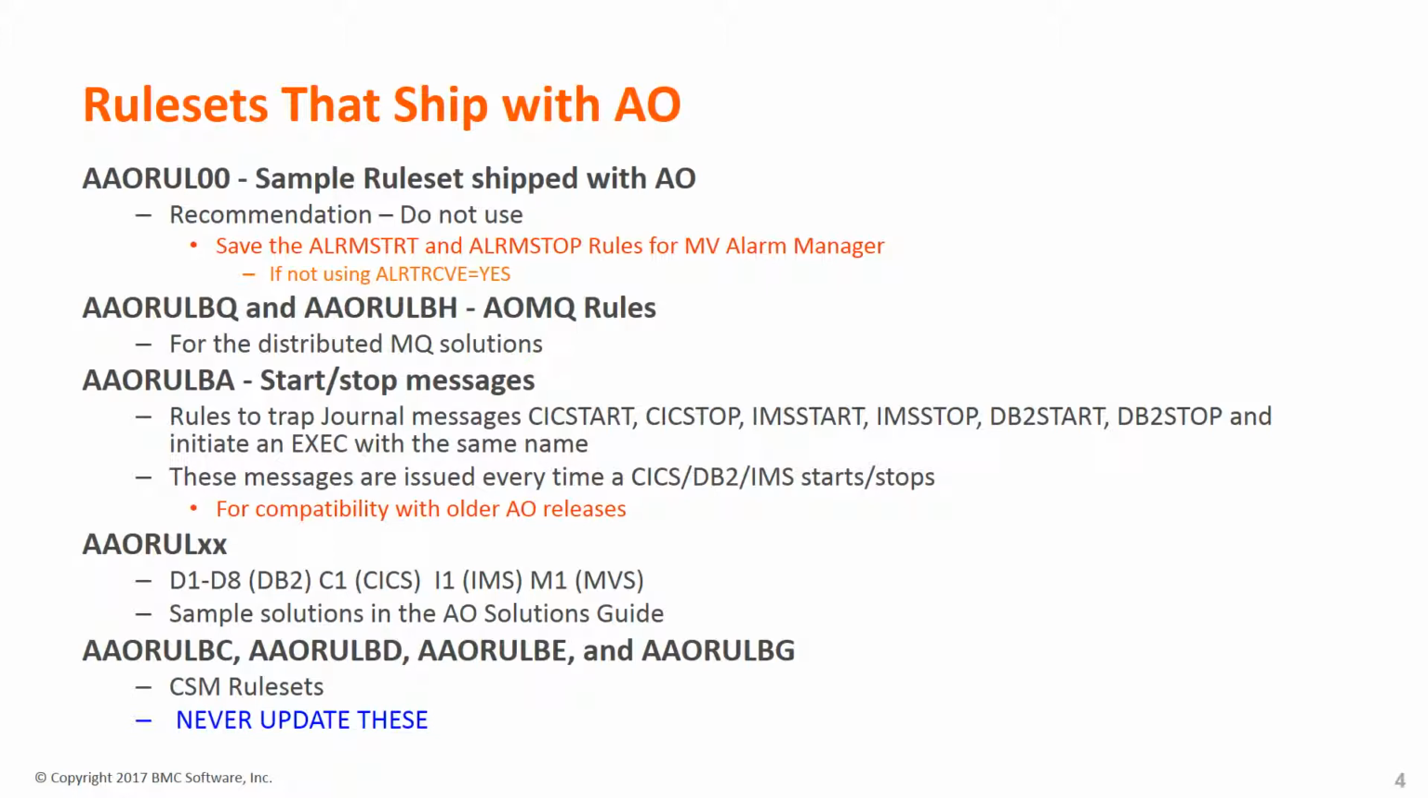Now, there are 4 rule sets that are out there for CSM. They're AAORULBC, BD, BE, and BG. You should never update these. They're all managed internally if you're using the CSM solution.